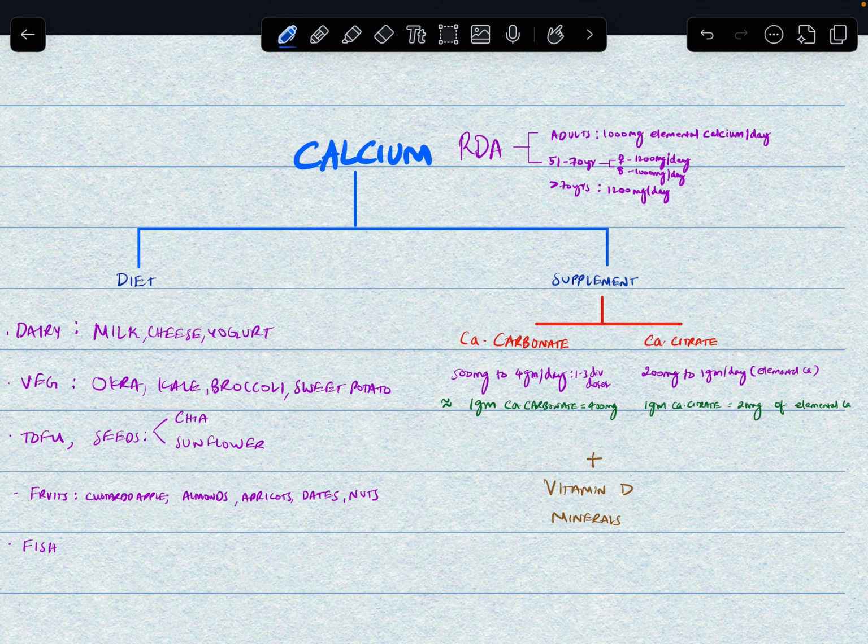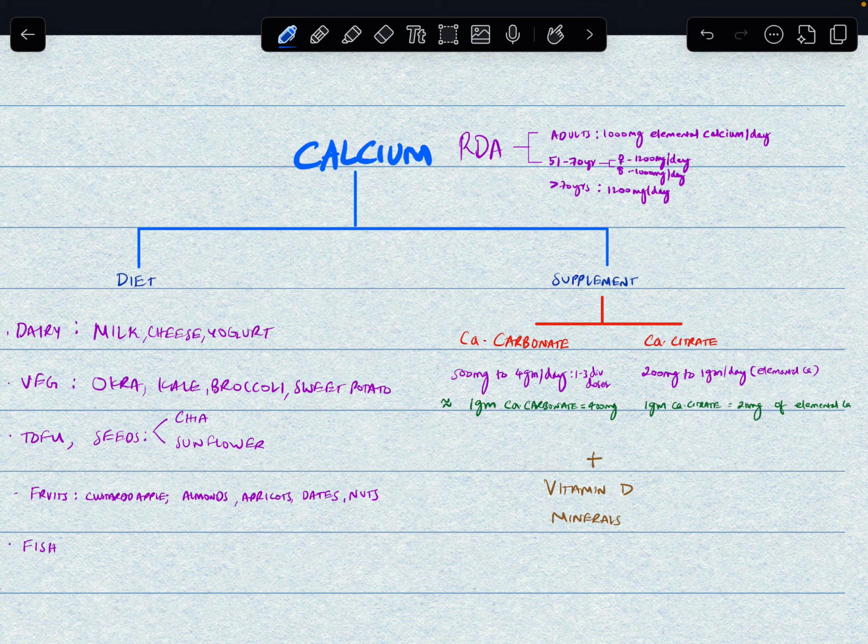When we see the RDA levels for adults, it's about 1000 mg elemental calcium per day. In the age group between 51 to 70 years, the RDA is higher in females because of postmenopausal issues, and it is about 1200 mg per day. In the age group of more than 70 years, the RDA is 1200 mg per day for both men and women. So the RDA for calcium is somewhere around 1000 mg to 1200 mg per day.